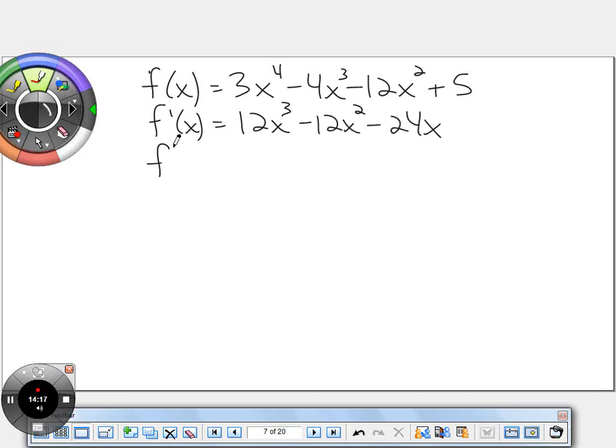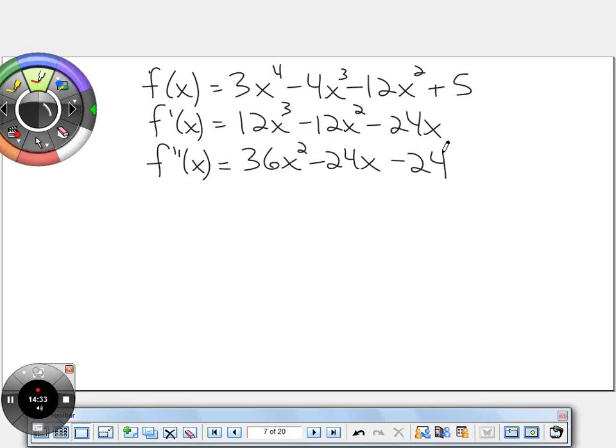Then it's not too hard to find the second derivative, so I'm going to go ahead and find that. The second derivative for this one is 36x squared minus 24x and then minus 24.